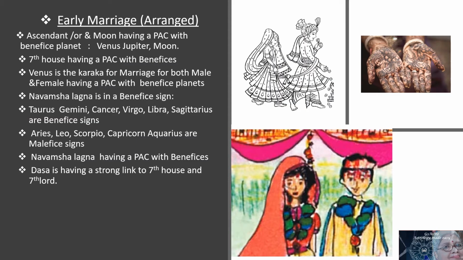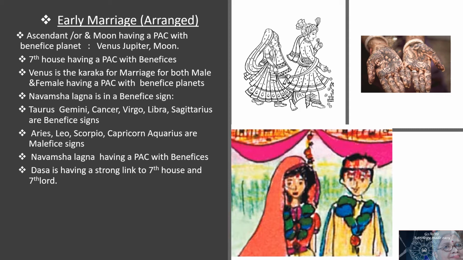Let us look at early marriage, or an arranged early marriage. Ascendant or the Moon having a PAC with benefic planets: Venus, Jupiter, Moon. Mercury is benefic when alone or when associated with benefic planets. The terminology PAC means posted, aspect or conjoined. The 7th house having a PAC with benefics. Venus is the Karaka for marriage for both male and female, having a PAC with benefics.